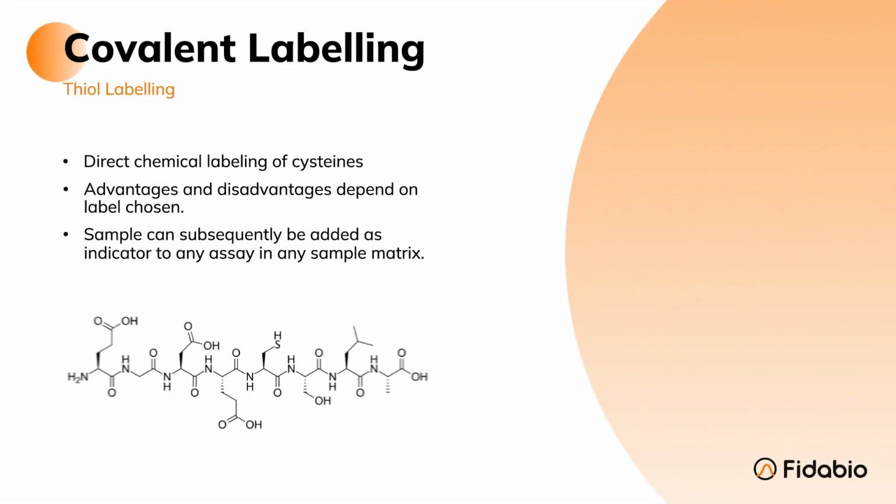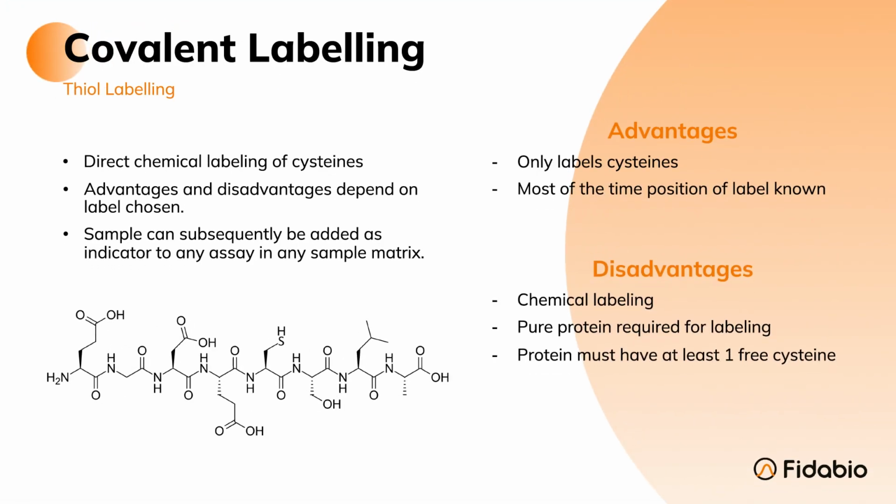If primary amine labeling is not suitable to your protein of interest, then thiol labeling is perfectly valid. The advantage of this is that you have much more control over where the label goes. The main drawback is that you can't use your reducing agents in your assays, and your protein must have at least one free cysteine.